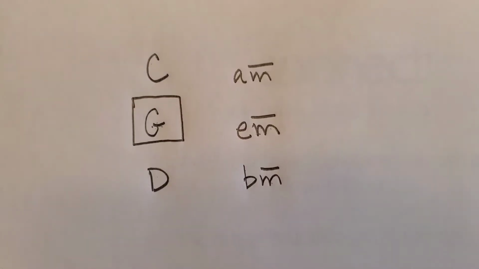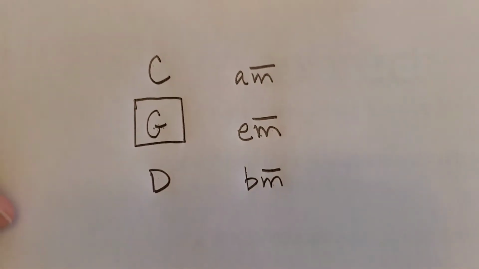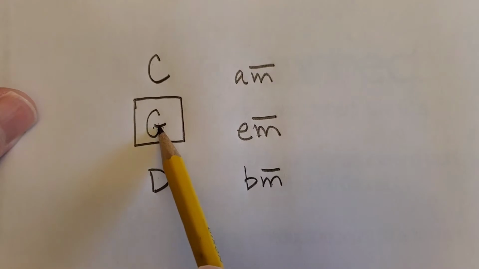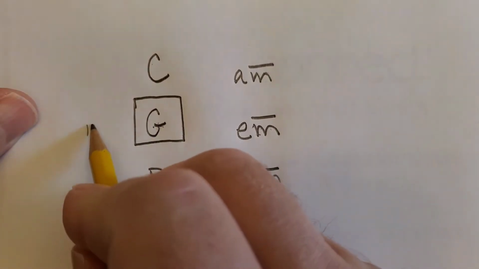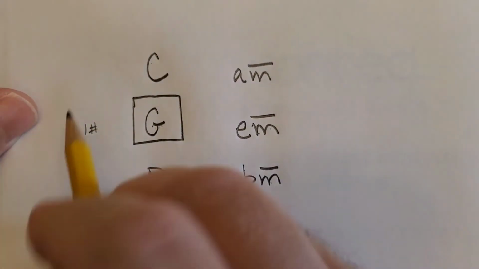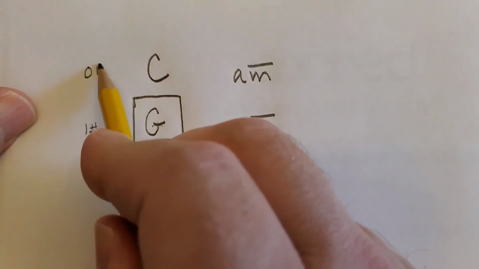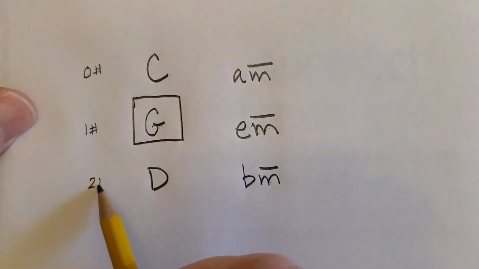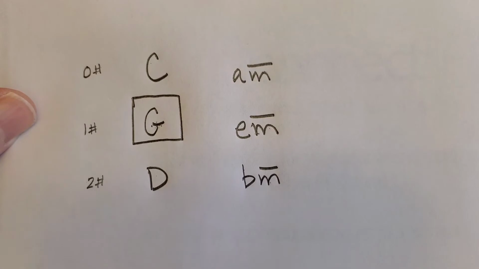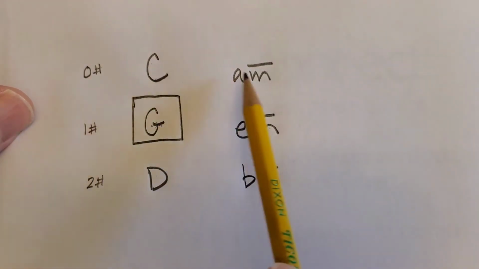Now there are actually a couple different ways that you can think about closely related keys. I find this to be the easiest, the way we just went over, and that is, if we know this is the home key and it has one sharp, we're looking at keys that have one less accidental and one more accidental. So keys with 0 sharps and keys with 2 sharps. You have to consider both the major key and its relative minor.